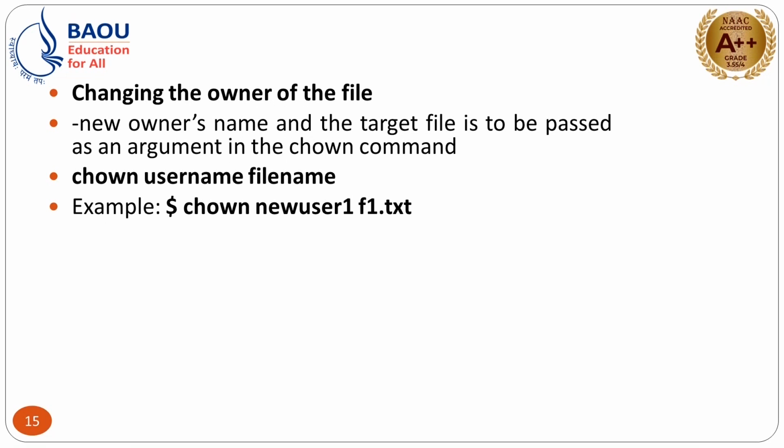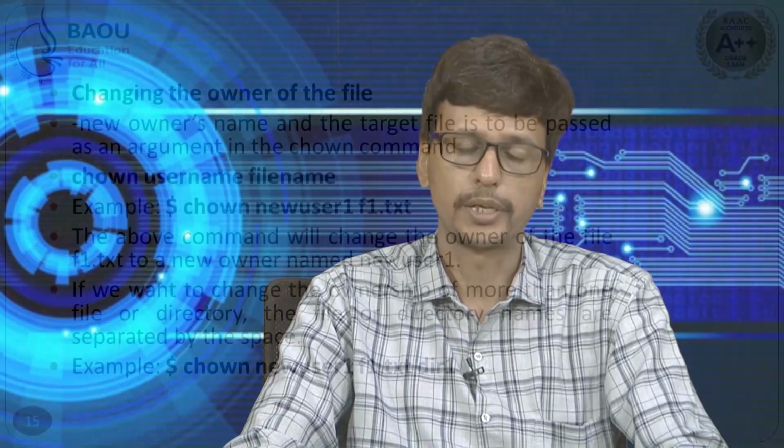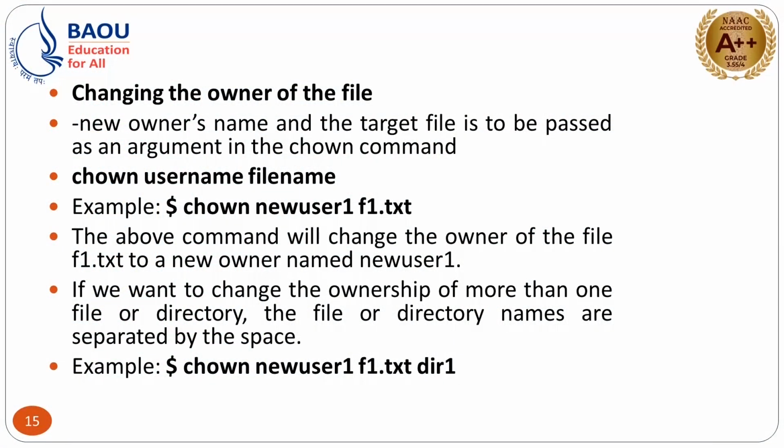But the only thing is that you need permissions to change the user, that's why you must be logged in as the super user or the root user, right. New user 1 f1.txt and dir1. In the previous example you could change the user of one file. Now suppose you want to change the user of a file as well as a directory, or multiple files. In that case you have to list after this command chown new user 1 f1.txt, or for example f2.txt, or directory 1. All the files or directories for which you want to change the user have to be listed here.